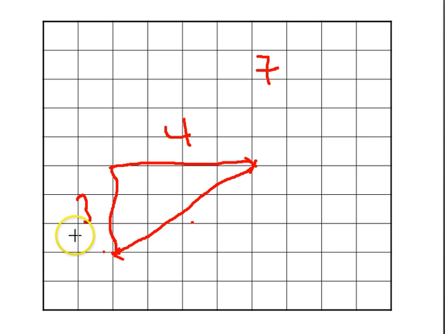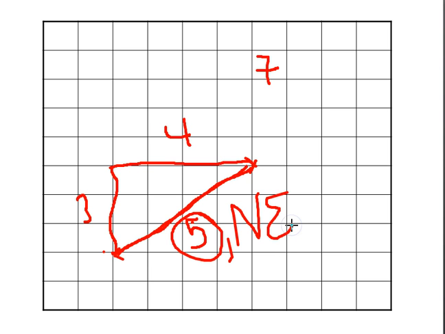Well, I could do the Pythagorean theorem. 3 squared is 9. 4 squared is 16. So 9 plus 16 is 25. Square root of 25 is 5. So I know that my displacement's going to be 5. But which direction did I travel? I traveled northeast. So my displacement's actually 5 meters or 5 centimeters or whatever, northeast.